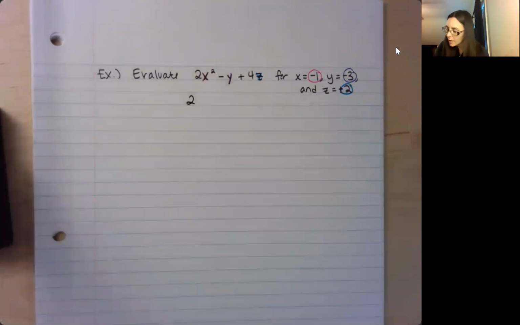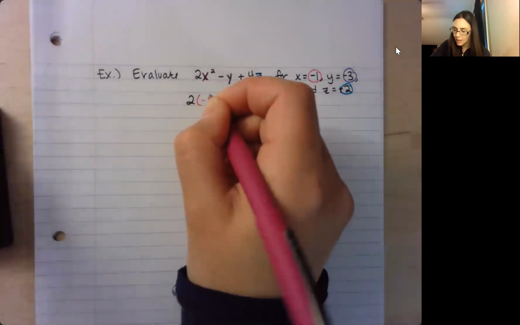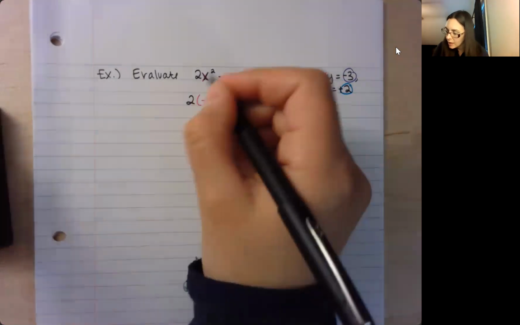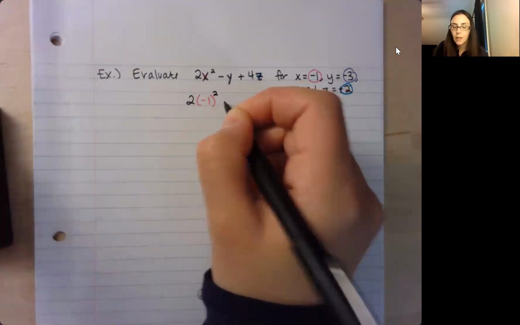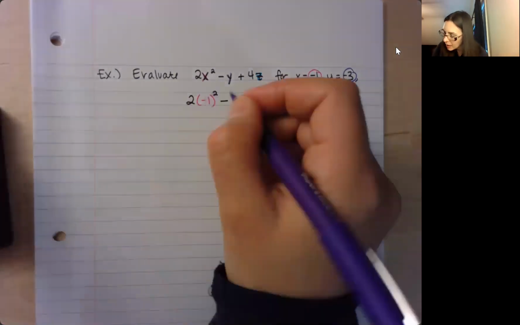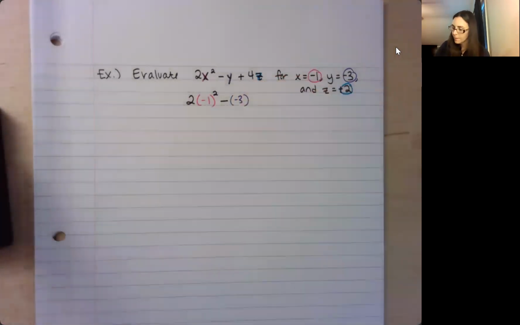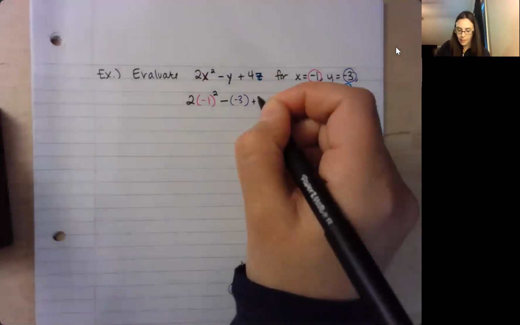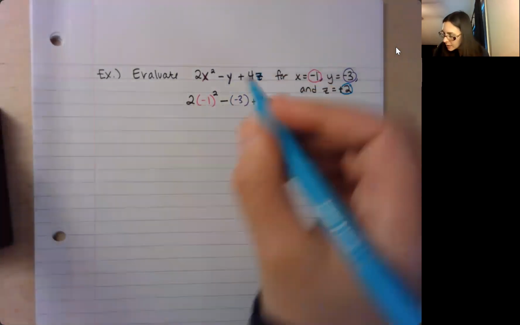So I have 2, and then I'm going to use a parenthesis when I evaluate. So I'm going to plug in that negative 1, and that x is being squared. So the negative 1, the whole thing is being squared. Don't forget your minus sign. And then my y value is negative 3. And my z value here is positive 2.